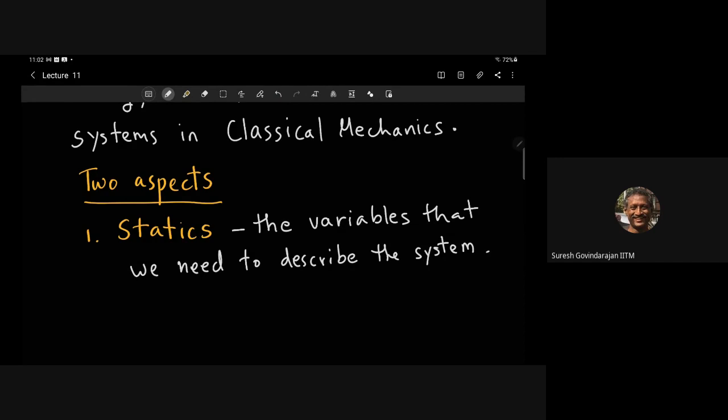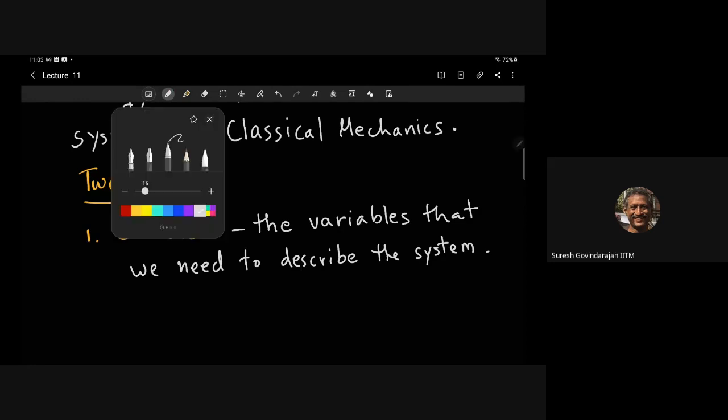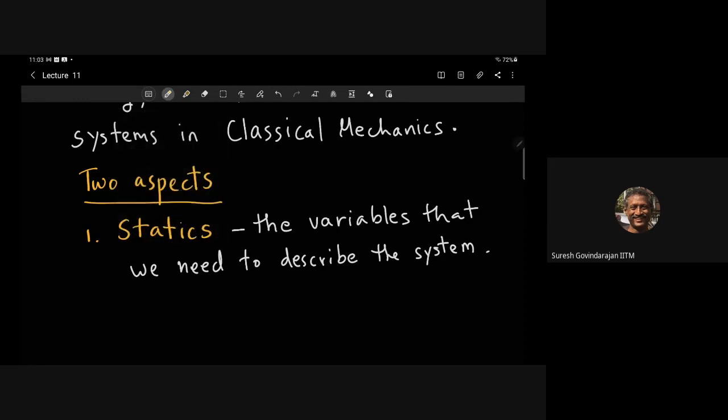To give a rough analogy, suppose you are interested in a play. The first question you would like to know is where is the play being held, which hall, or something like that, right? So statics is a bit like that. And the second part is dynamics. Here we discuss how does the system evolve.